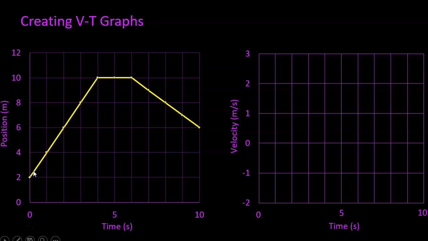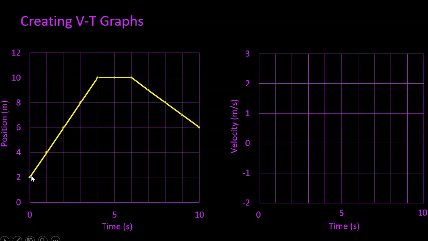Here we have our position time graph. The object is starting at position 2 meters, positive 2 meters. It's moving in a positive direction for the first 4 seconds. Then it stands still for the next 2 seconds, and then it heads back towards the origin, so it's going in the negative direction for the remaining 4 seconds until we reach 10 seconds. So how do we go ahead and convert this into a velocity time graph?